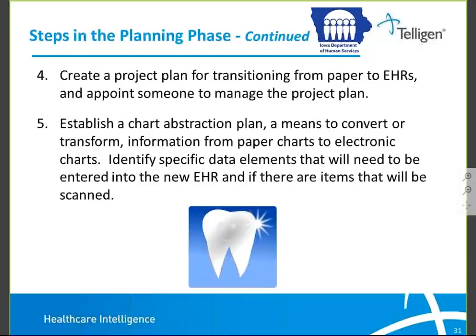Establish a chart abstraction plan or a means to convert or transform information from paper charts to electronic charts. You're going to want to identify specific data elements that will need to be entered into the new EHR from your paper charts, and if there are items that will be scanned. So some of those things from your paper, you're going to need to work on what your chart abstraction plan is to get that data into your EHR. And some of that will fall heavily to staff there at your practice, and some of it your vendor of your chosen EHR will be able to help you facilitate as well.